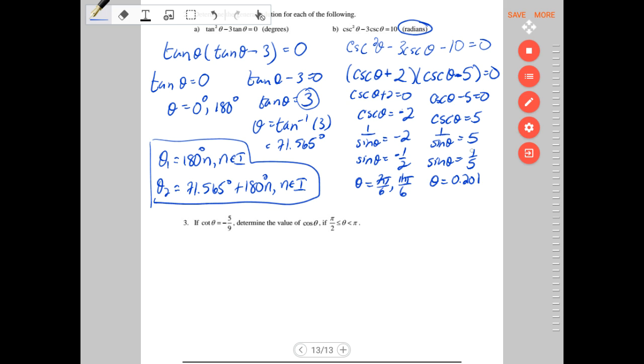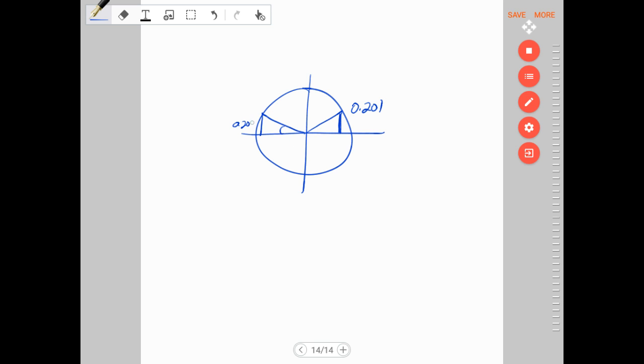Now, that's a positive 1/5, which means we have another answer. So this guy's in quadrant 1. We have another answer in quadrant 2. So if we add a page here, then we look at our circle, 0.201 is here in quadrant 1, and that's our reference angle. So in quadrant 2, where y is also positive, this is going to be 0.201, okay?